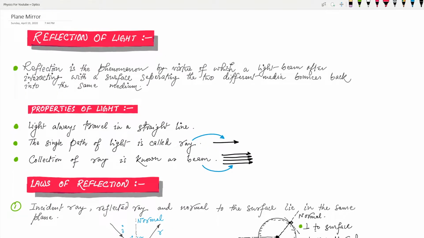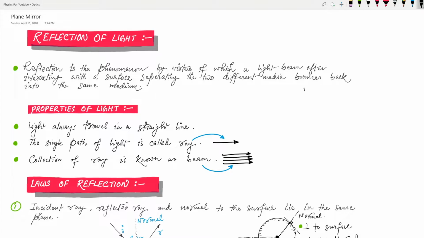So let's understand the definition of reflection first. So this is just the introduction of the chapter. Now what is reflection? Reflection is a phenomenon by virtue of which a light beam, after interacting with a surface separating two different media, bounces back into the same medium. So this is the definition. Please take a note of what I am saying or what you're seeing on the screen nicely, so that it's easy for you to revise.